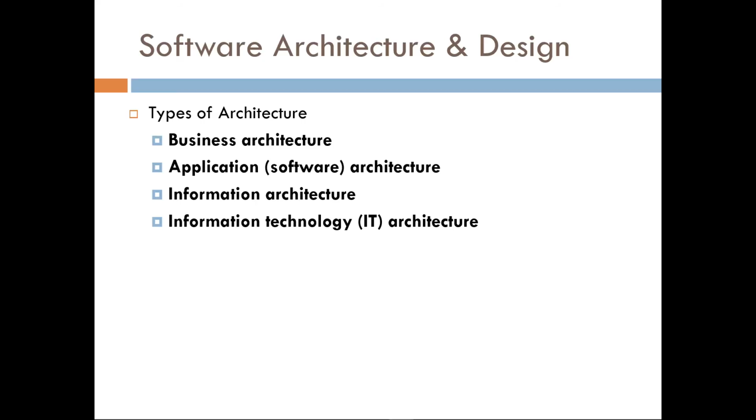There is information architecture, which defines the logical and physical data assets and data management resources. And then finally, information technology architecture, or IT architecture, and that defines the hardware and software building blocks that make up the overall information system of the organization.